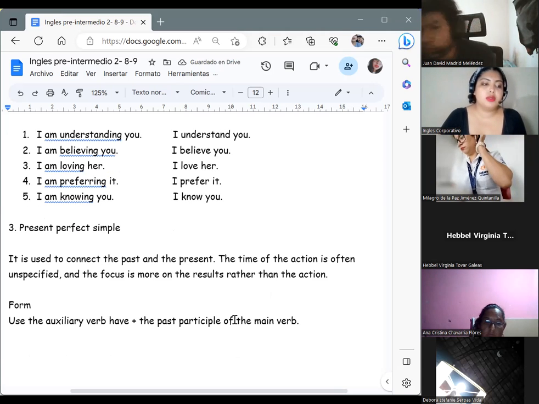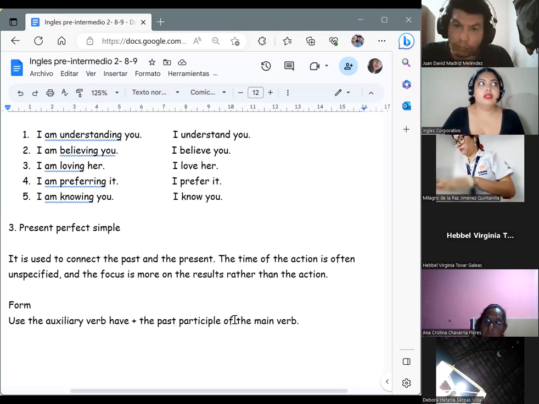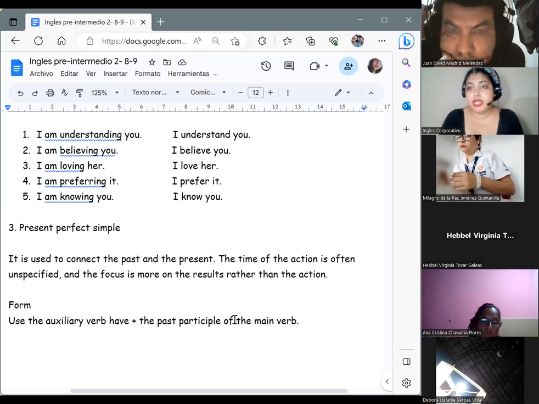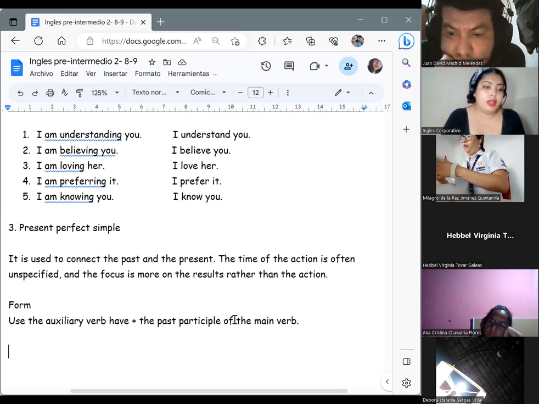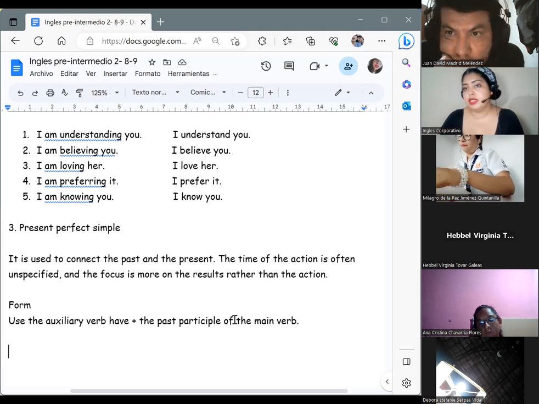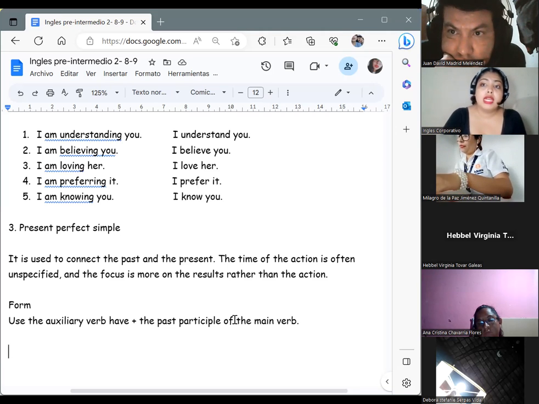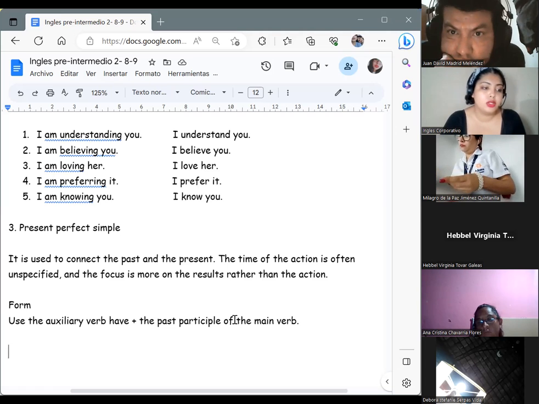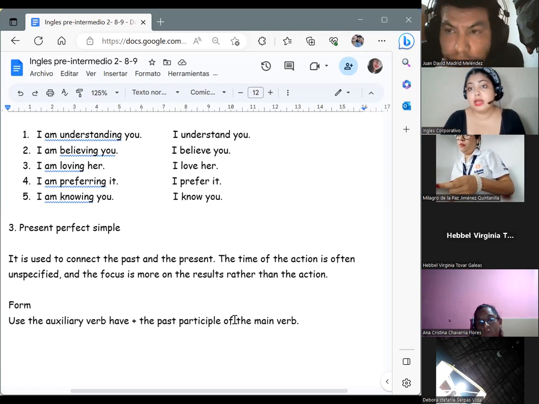So in this case, we just add, in the case of the regular verbs, the ed, and in the irregular verbs it is when they change their forms. That is one of the things that we already know. Es cuando utilizamos el pasado de estos verbos y en el caso de los verbos regulares, pues se le agrega ed al final y los irregulares cambian su forma cuando los utilizamos en pasado. Entonces aquí es como una mezcla de esto.